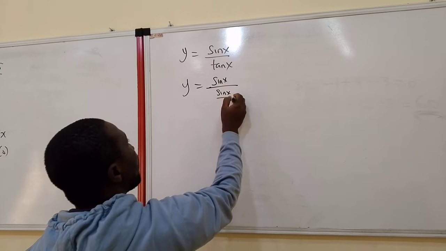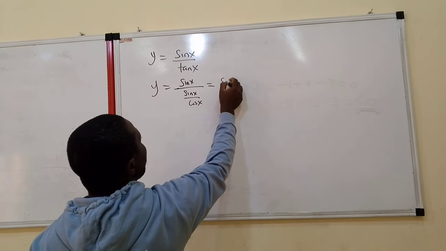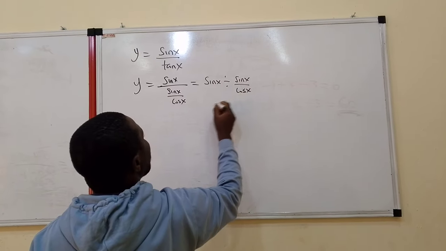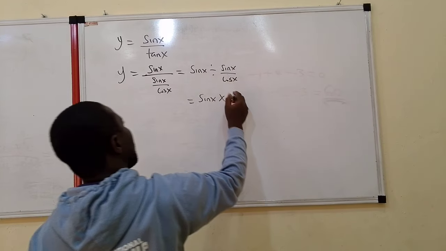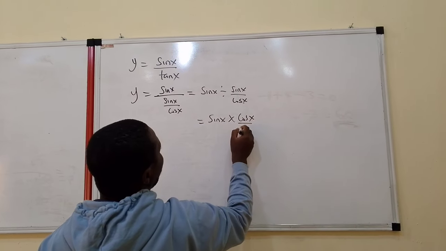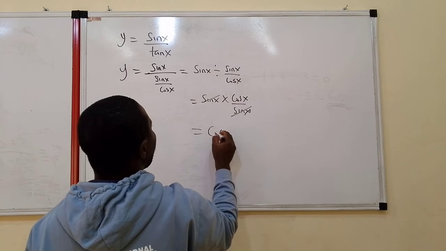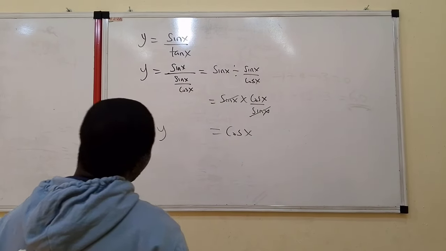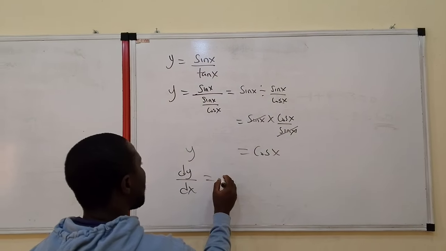So let's simplify that. That will give me sin x divided by sin x over cos x. This will give me sin x times, change the division sign to times, then take the reciprocal of sin x over cos x. That will give me cos x over sin x. Sin x, we cancel out sin x, we are left with cos x. So it implies that y is now cos x. And if y equals cos x, you have to look for dy by dx now. If you differentiate cos x, you have what? Minus sin x. That's the answer.